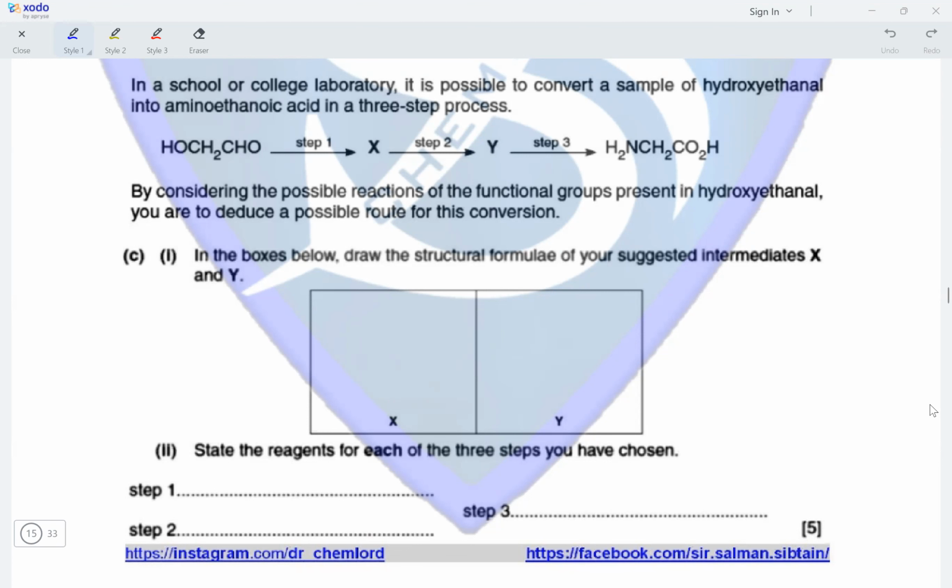By considering the possible reactions of the functional groups present in hydroxyethanol, you are to decide a possible route for this conversion. In the boxes below, draw the structural formula of your suggested intermediate X and Y. So X should be OH replaced with Cl, so Cl, CH2 and CHO, and intermediate Y would be Cl replaced by NH2, so NH2, CH2, CHO. State the reagents for each of the three steps you have chosen.